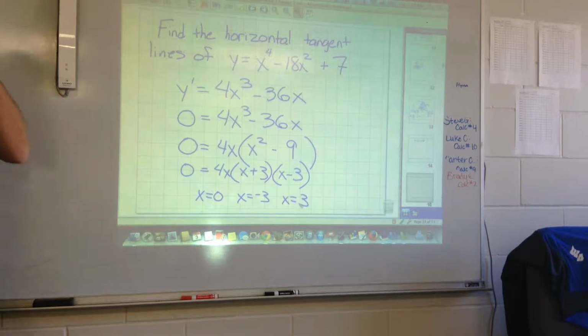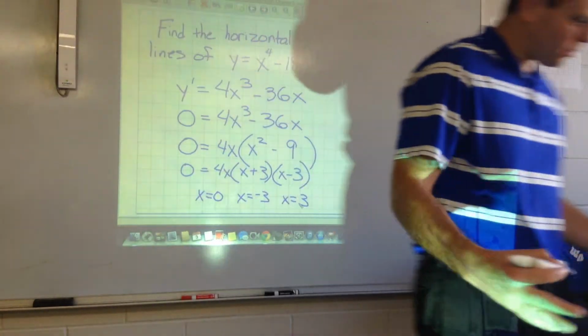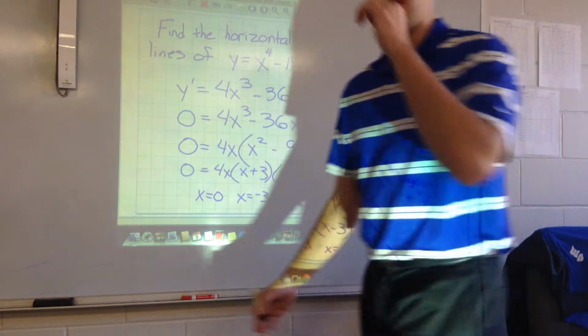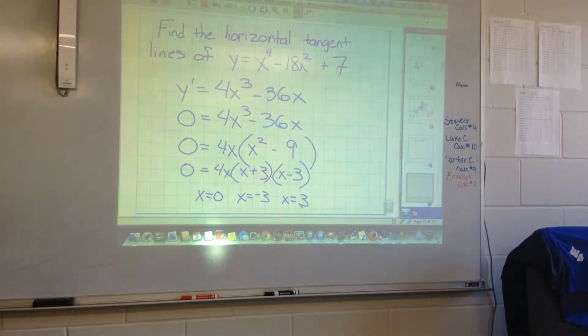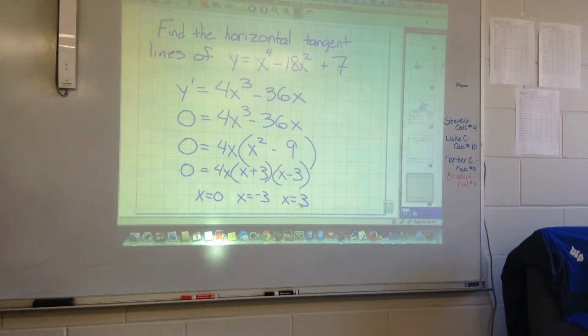Okay? I didn't word the question great. How's the book going to word it? Determine the points, if any. So let's go ahead and find our specific coordinates. These are the x values where the horizontal tangent lines occur. If we need to find the coordinates where the horizontal tangent lines occur, what would we have to do? Plug back into the original.